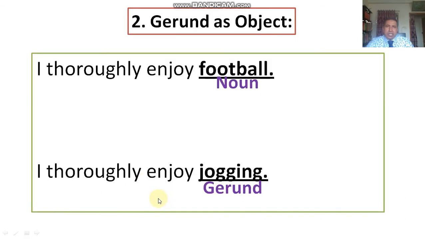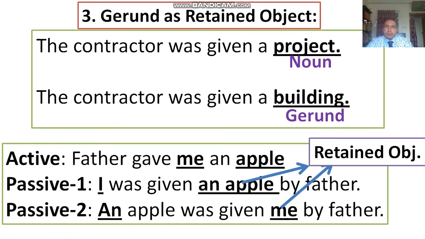Dear students, gerund can also be used as object. I thoroughly enjoy football. Here football is noun. I thoroughly enjoy jogging. Here jogging is gerund, but it looks like verb. After adding ing, it has become gerund.